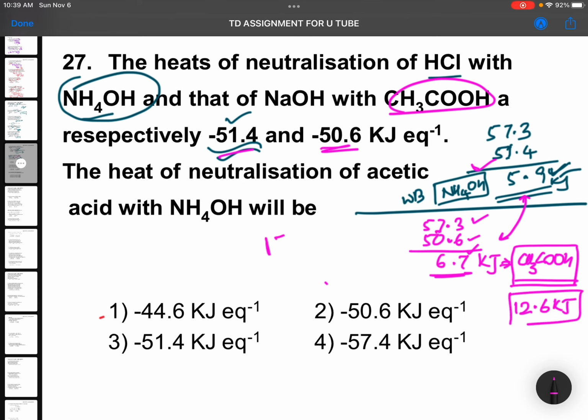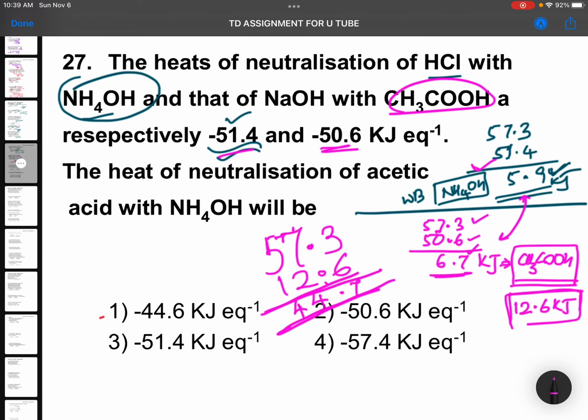How much are you expecting? 57.3. How much is wasted? 12.6. Take the difference and you will get that. So that will be 57.3 minus 12.6, which is 44.7. Right?